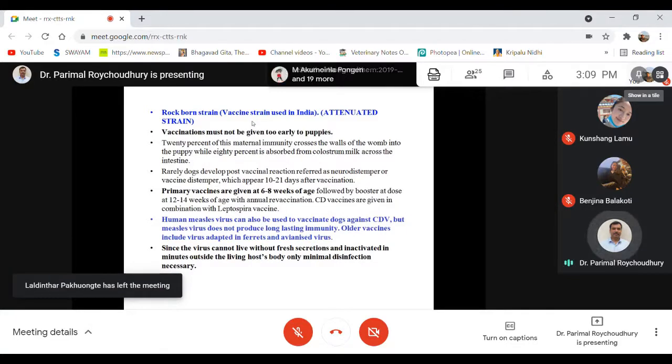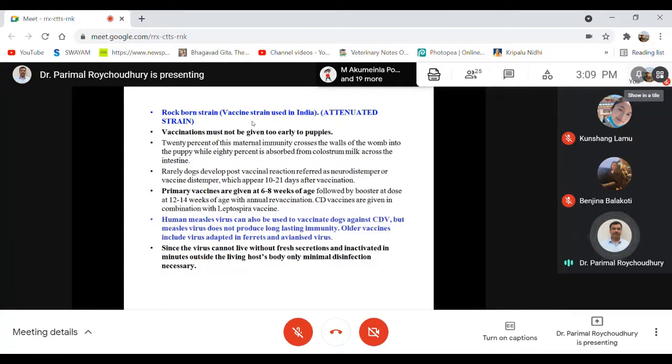If you remember, in our discussions on leptospirosis, I talked about vaccines called Megavac or Pentadog, where the bacterial and viral agents are clubbed together to make this vaccine. So this is also a part of that particular vaccine.